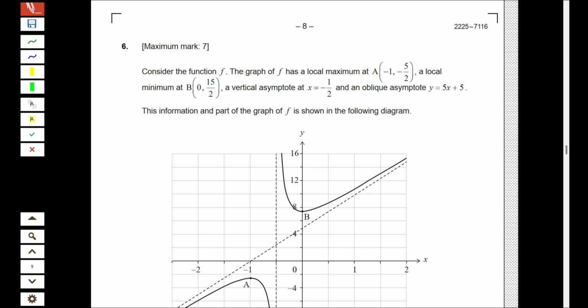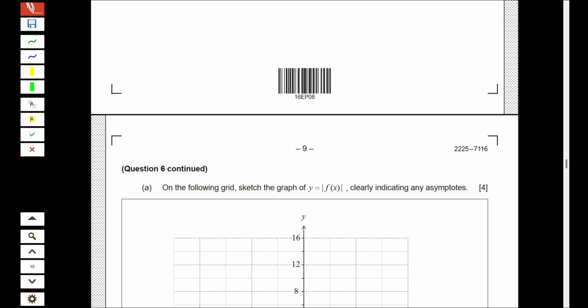The graph of f has a local maximum at a, a local minimum at b, a vertical asymptote at x equals minus 1 over 2, and an oblique asymptote y equals 5x plus 5. This information and part of the graph of f is shown in the following diagram. On the following grid, sketch the graph of the absolute value of f of x, clearly indicating any asymptote.